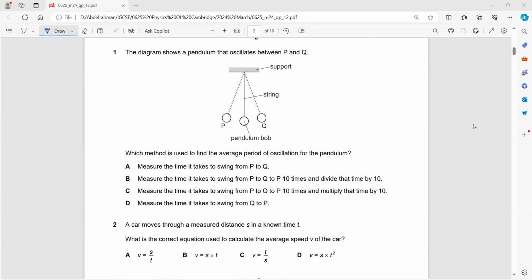Question 1. Which method is used to find the average period of oscillation? How can I find the average period of oscillation? I need to measure the time it takes to swing from P to Q and then back to P. You cannot go from P to Q alone. So from P to Q and back to P 10 times, and then divide that time by 10.